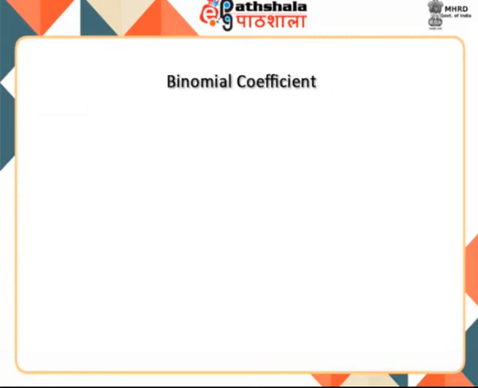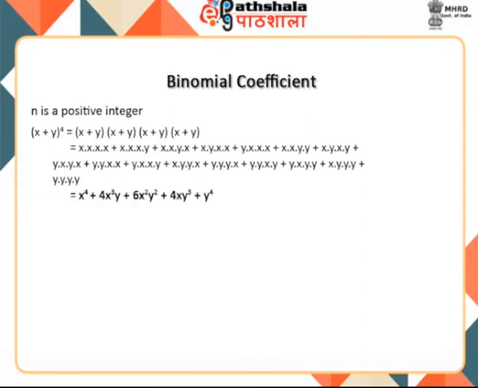Let's understand the concept of binomial coefficient. If n is a positive integer and we find the value of x plus y raised to the power n, then each term of this expansion will be a product of x's and y's with an x or a y coming from each of the n factors of x plus y. Take for example, x plus y raised to the power 4. The total number of terms in this expansion would be 2 raised to the power 4, which is equal to 16.